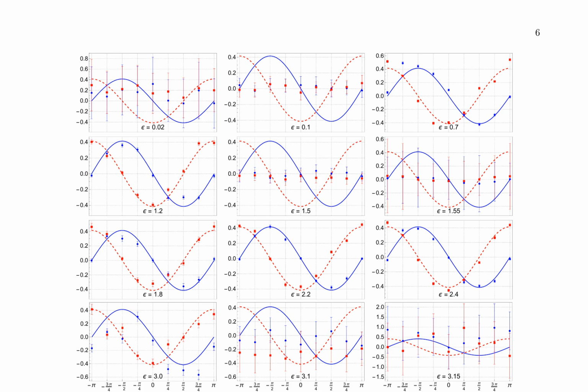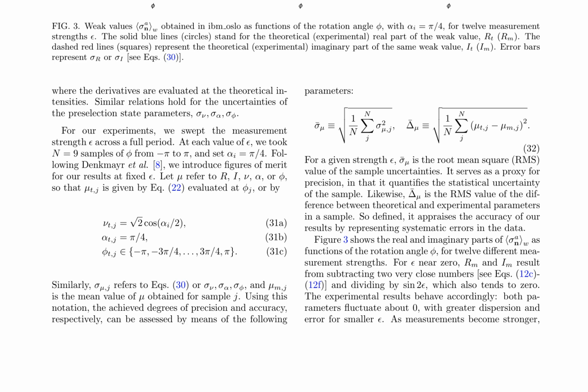The paper introduces figures of merit to assess precision and accuracy, including the root mean square, RMS, value of sample uncertainties, sigma micro, and the RMS value of the difference between theoretical and experimental parameters, delta micro. These parameters quantify statistical uncertainty and systematic errors in the data. As measurement strengths increase, experimental results start to deviate from theoretical predictions, attributed to the subtraction of two very close numbers and division by sin 2E, which tends to 0. This deviation indicates potential limitations in the measurement process and highlights the need for further investigation into the relationship between measurement strength and weak values in quantum mechanics.